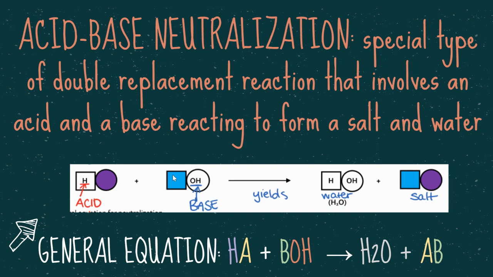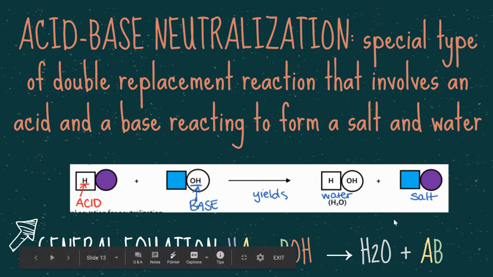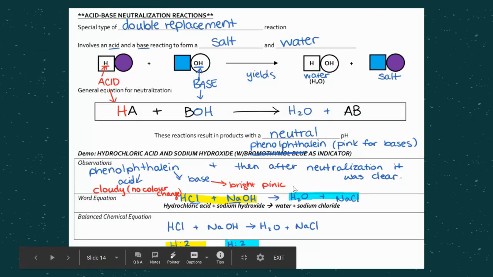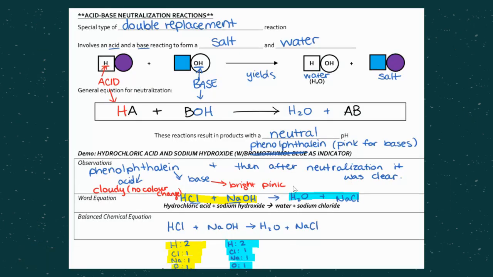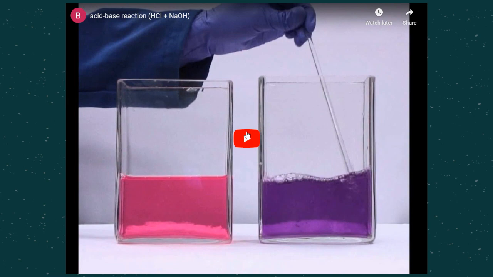And so if we look at our general equation, we have HA, which is the acid, because it starts with the H, and BOH, another element with an OH group, or a base. And then our products are going to be water, and then salt, which is just composed of the elements from the products. Okay? So we'll take a look at the demo first, and then I'll talk about it a bit.